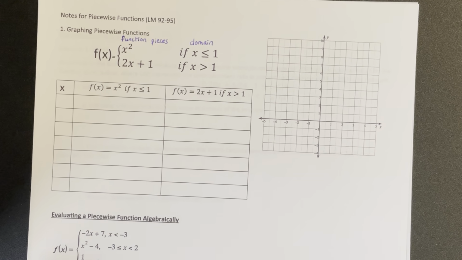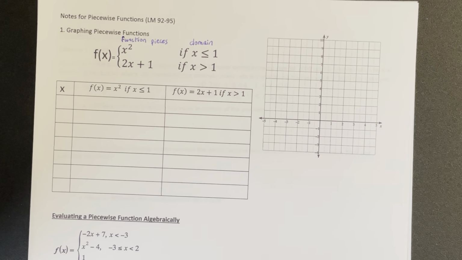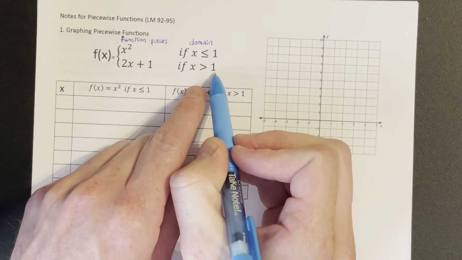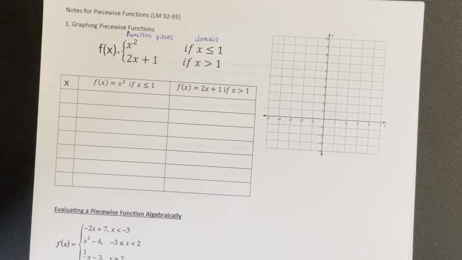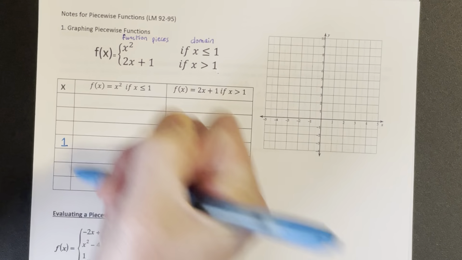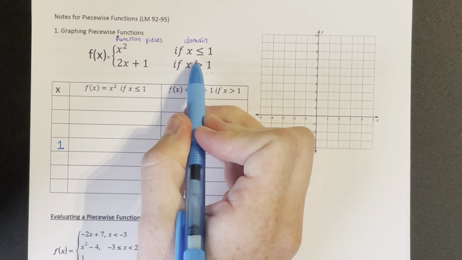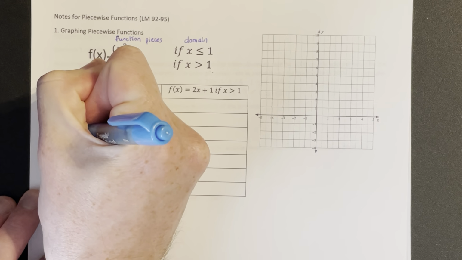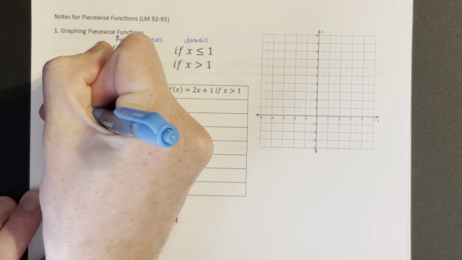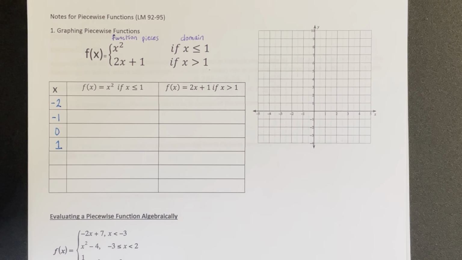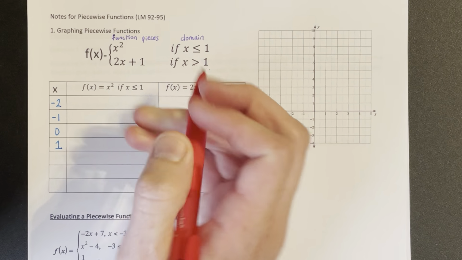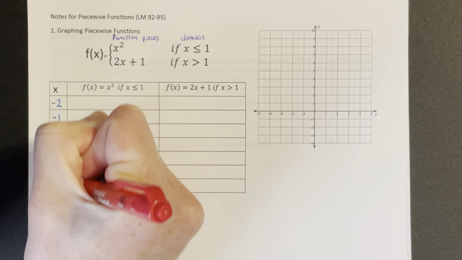So in this function we have two different pieces. The part where our domain splits is at x equals 1. So we'll see that split here. So I'm going to take that 1 value and put it in the middle of my table, because we have a part where x is less than or equal to 1, and then a part where it's bigger than 1. These values that I'm going to choose for x are going to be -2, -1, 0, and +1. But once I get to 1, we're going to swap to our other function because we want all the x values that are greater than 1. So that would be 2, 3, 4, and so on.